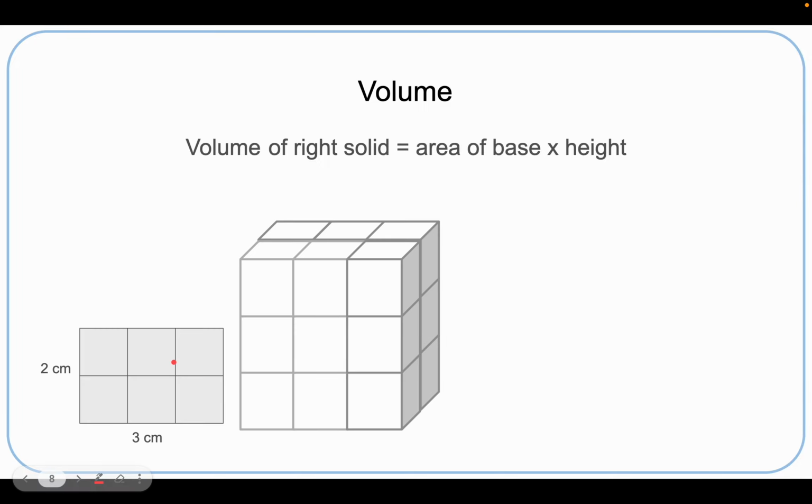So going back to this solid that has a base of 2 centimeters by 3 centimeters, to find the volume of this figure that is 3 centimeters high, we would find the area of the base first. So the area of the base is 2 times 3. And then multiply it by the height, which is 1, 2, 3.